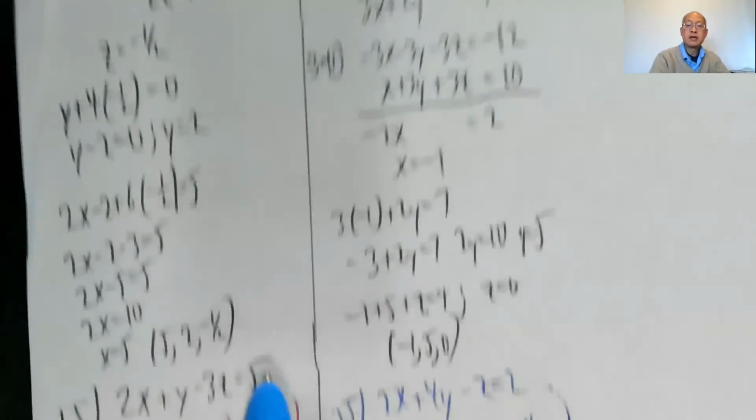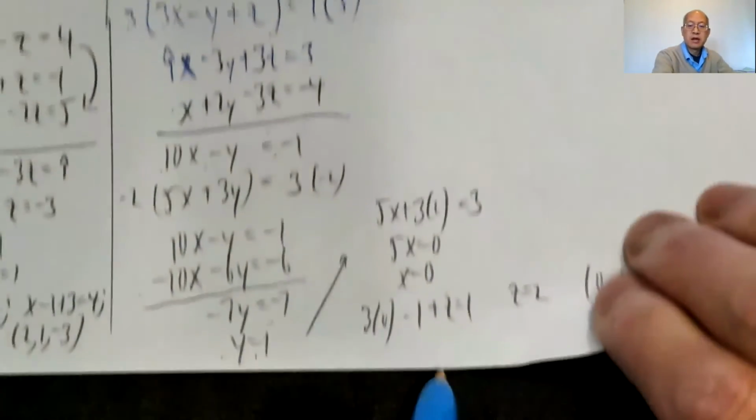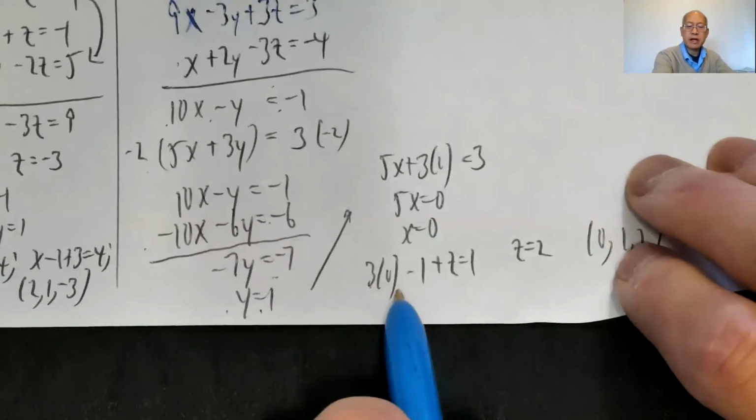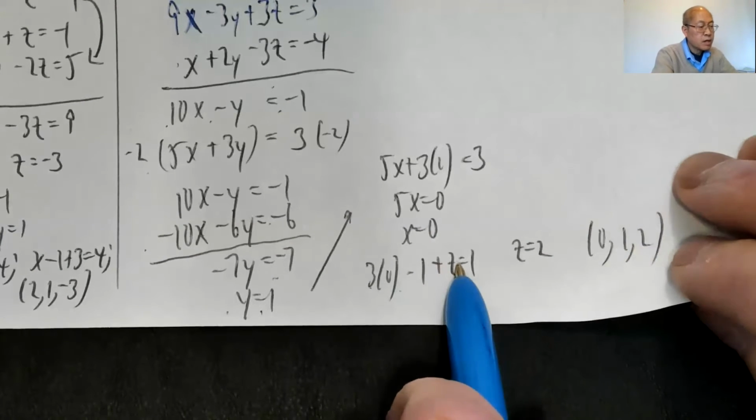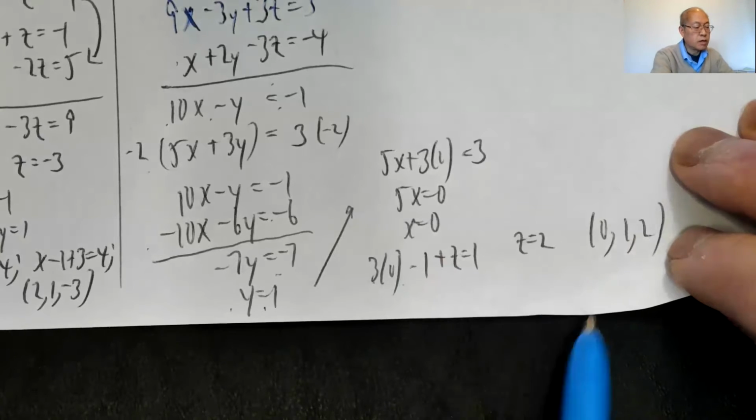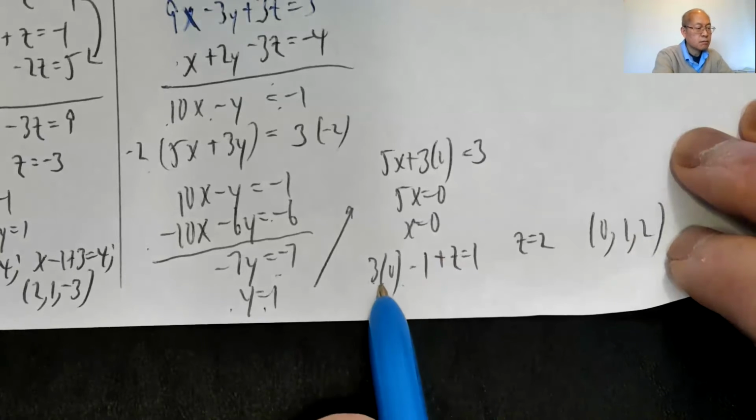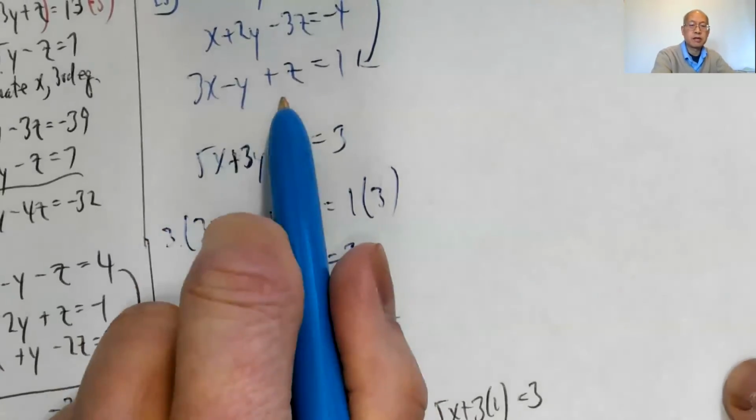And I plug in, let's see, I have 3 times x minus y plus z equals 1. Let's now plug into this equation. 3 times 0 minus 1 plus z equals 1. And that gives me z is equal to 2. So 0, 1, 2.